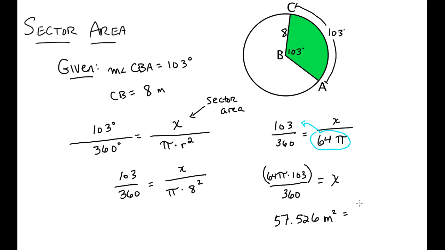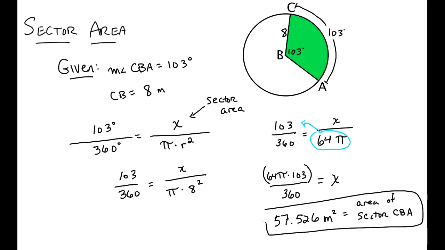That is the area of sector, we'll call that sector CBA. That is basically the area of the green region. So all this stuff right up here that's green, that is about 57.5 square meters.